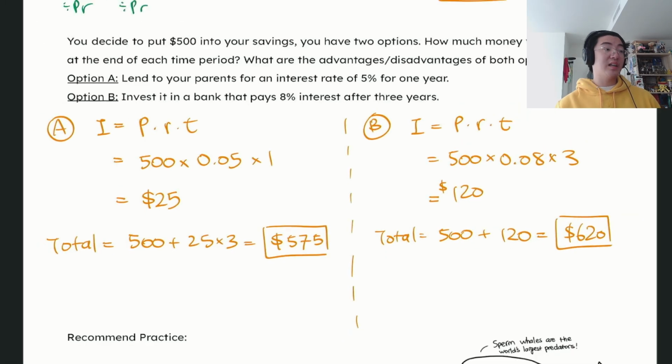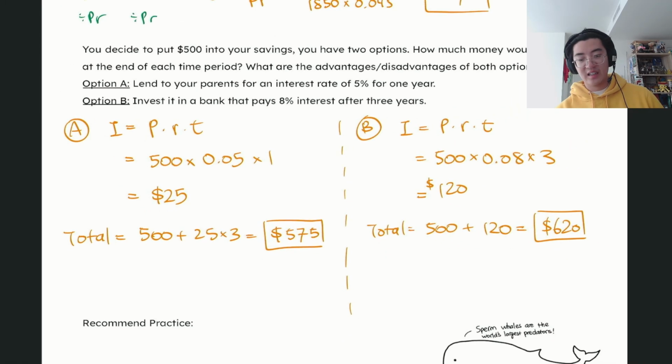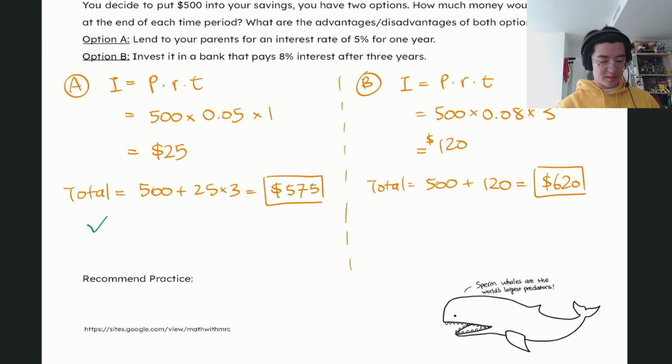All right, and now what are the advantages and disadvantages of each? Right, so of course, as you can imagine with your parents, it's easy access. Right, you can take the money out easily, and also it's every year, not every 3 years. So if you need some money after 1 year, then you can take it out right away, right? Whereas with a bank, you have to wait 3 years. So if anything happens at the 2-year mark, you still cannot have your 500 bucks back.